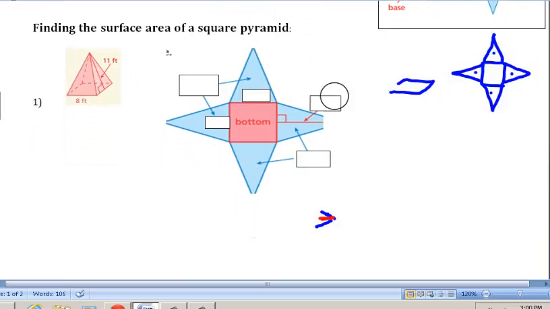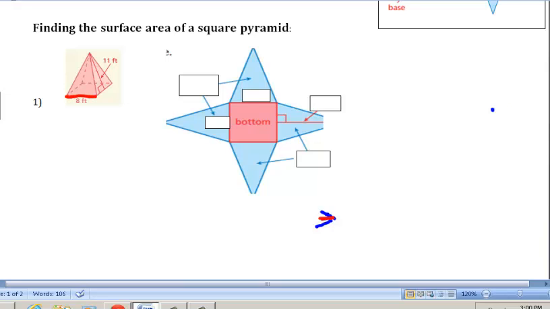If you look at the dimensions, it says that the base is 8 feet, so they're talking about this base, which is 8 feet, and the height of the side as 11 feet. This is called the lateral height. It's not the height of the pyramid, it's the height of the lateral side. You'll know the difference when you go to the next grade. Okay, so the bottom is 8 feet. So if that's 8, then this also has to be 8.